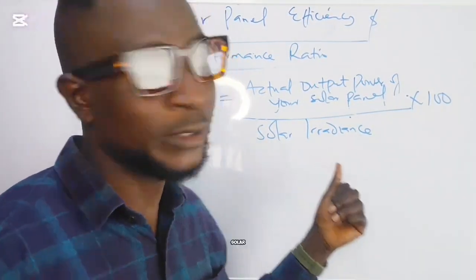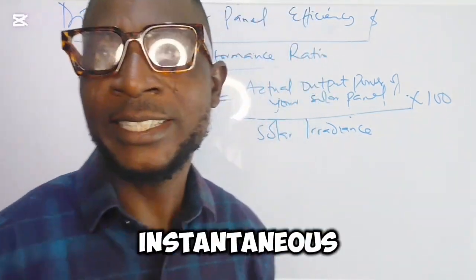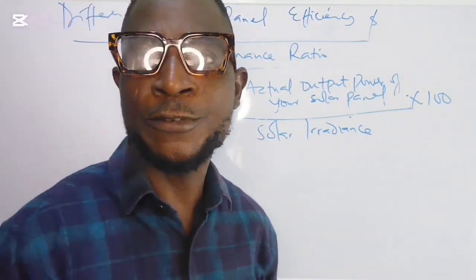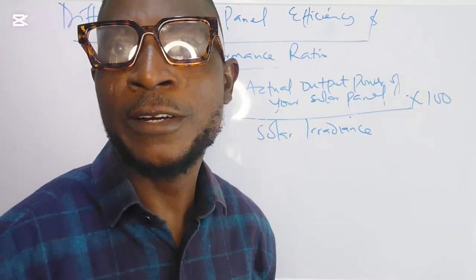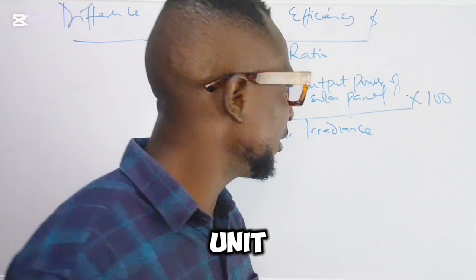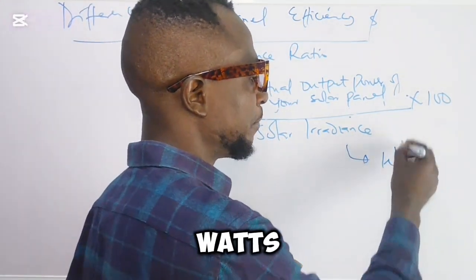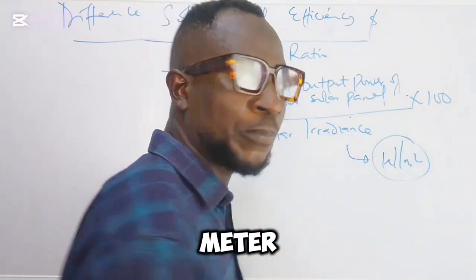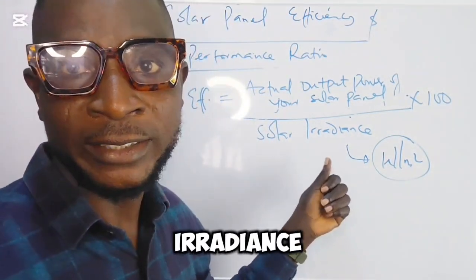So I will start with the solar irradiance. What is solar irradiance? Solar irradiance is the instantaneous power from the sunlight per unit area. The unit for measuring solar irradiance is watts per meter square.